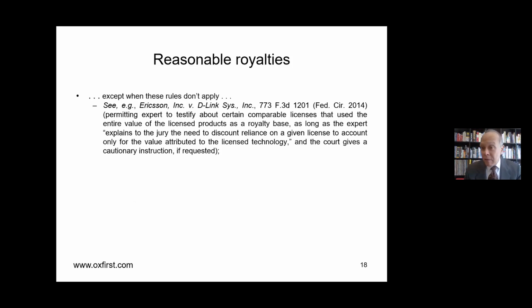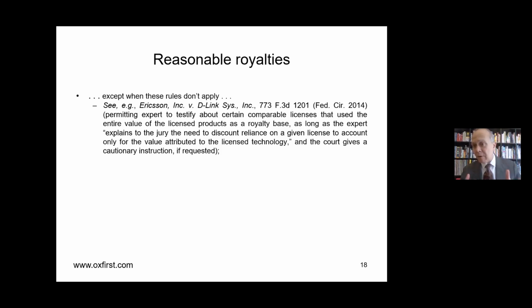But in the course of that opinion, the Federal Circuit stated that it was permissible to allow an expert to testify about certain comparable licenses that used the entire value of the licensed products as a royalty base, as long as the expert explains to the jury the need to discount reliance on a given license to account only for the value attributed to the licensed technology. And the court gives a cautionary instruction if requested.